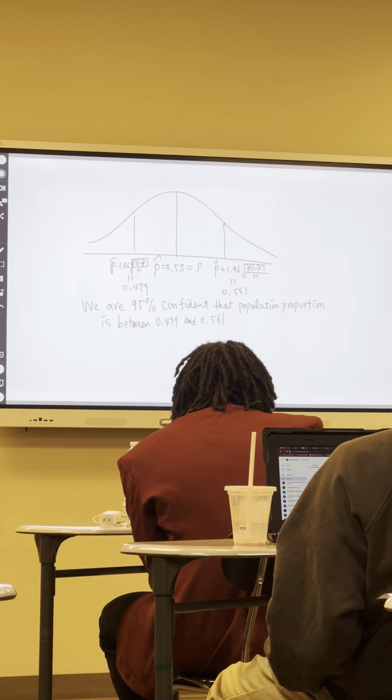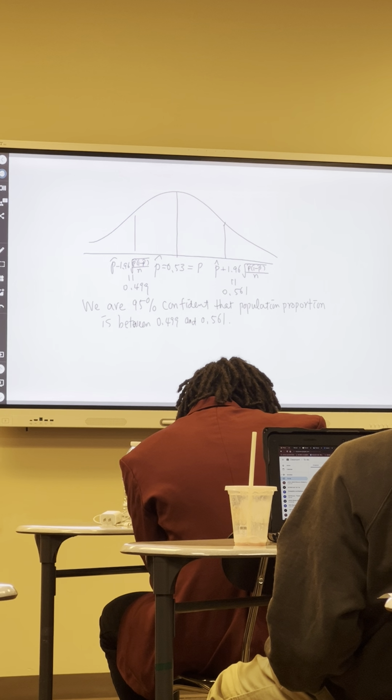You remember x-bar is the sample mean, and mu is the population mean. So we have to distinguish. Some of the textbooks use pi for the population proportion, but we are using P.